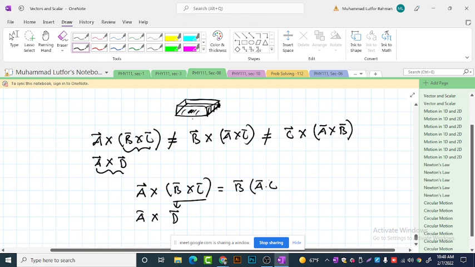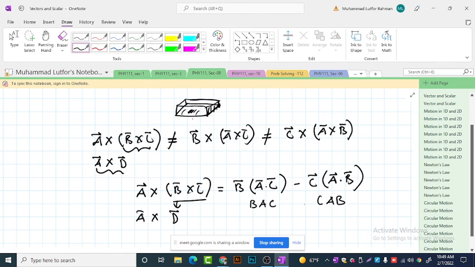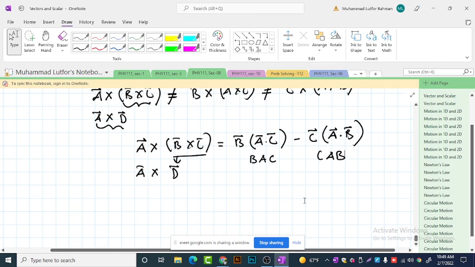A dot C minus C into A dot B, that we define actually the BAC-CAB formula for cross product. Look at this. If I write down this letter side by side, BAC, or over here CAB, which actually is that BAC-CAB formula. That's how you can find out easily the cross product of these three vectors, or more than three actually we can find out the cross product in that way.